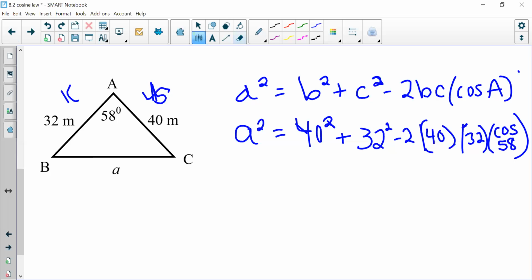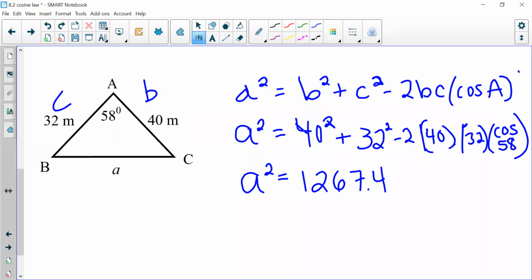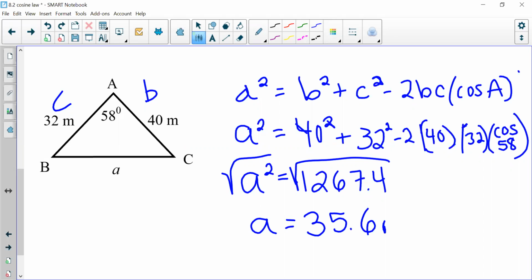All right, so try plugging that in your calculator: 40 squared plus 32 squared minus 2 times 40 times 32 times cosine of 58. Awesome. So what is side A? Side A is 35.6. Perfect. Meters for this one.